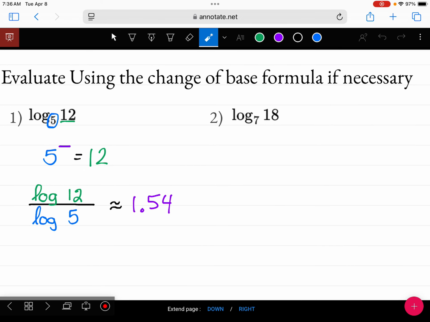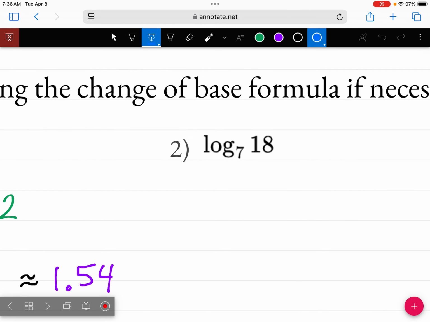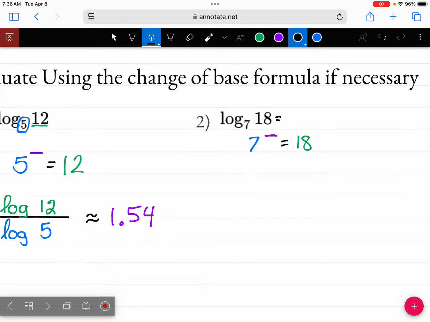So let's try that again on number 2. Again, I like for us to think about if we even need to use the change of base formula. On this one, our base is 7. We want to know that power. Do we know what power of 7 gets it to be 18? No. Since we do not know what power of 7 gets us to 18, we are going to use our change of base formula because we want to know what this equals.